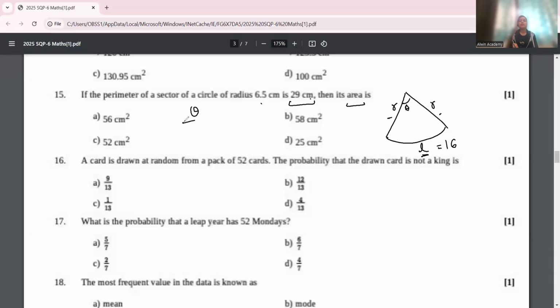Length of the arc is theta by 360 into 2 pi r. That is given to us 16, and we have to find theta by 360 into pi r square. Now, when we solve it completely, we get the answer as option number C, 52 centimeters square. You can calculate it and check it out.